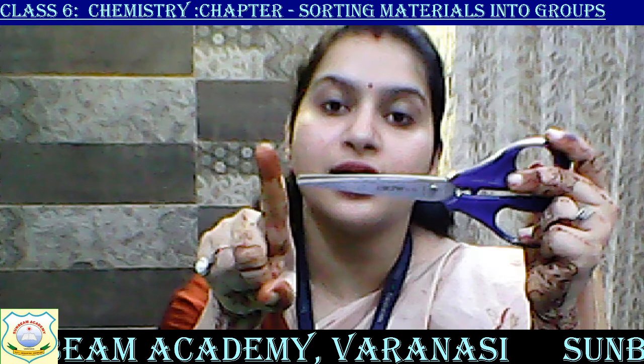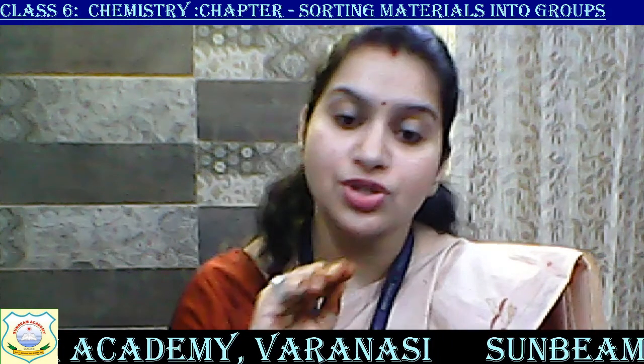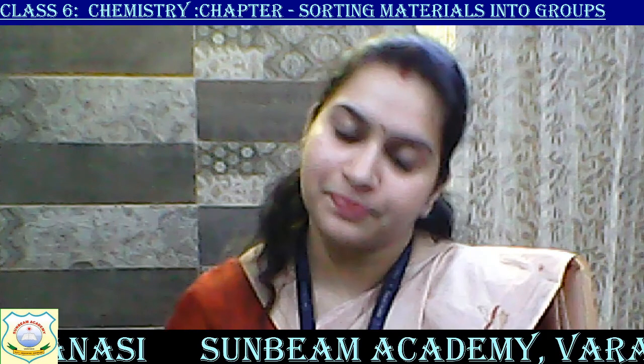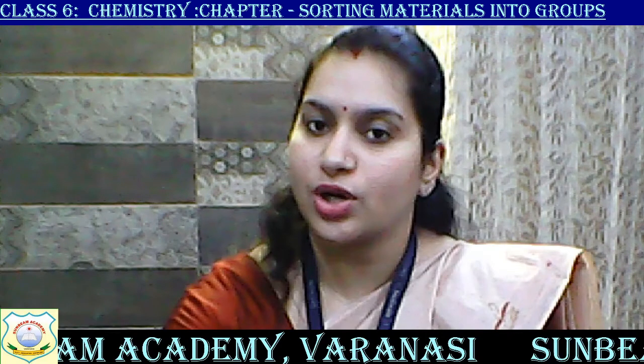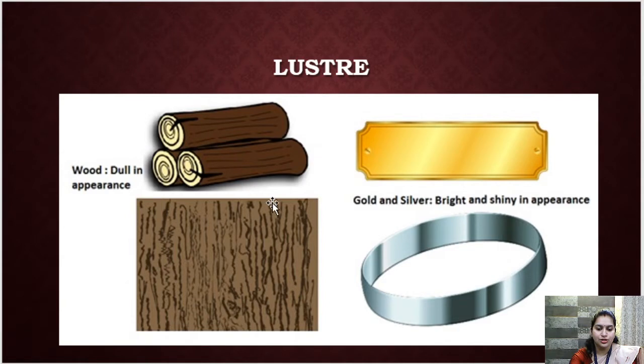Clear? At times, children, metals get coated with rust. Rust gets formed on them, and if we rub that rust with sand paper, we can see shine in it too. Clear? So things that are shiny in nature are lustrous. Those which are not shiny are non-lustrous. So this is one property of material. Okay, so wood is non-lustrous, whereas gold and silver are lustrous. I hope now you have understood it.